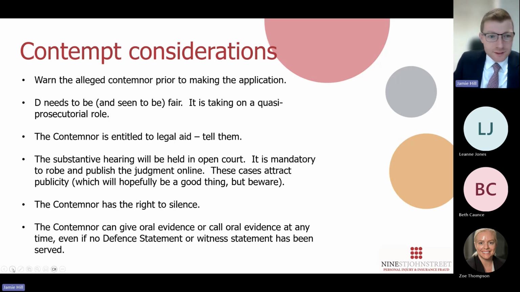Bear in mind the contemner has the right to silence and the privilege against self-incrimination. They don't have to give evidence, but they can give evidence if they wish to, and they can call oral evidence if they wish to as well. And in contempt proceedings, it's important to be aware they have the right to do so at any stage. So it's not like a civil case where if you don't provide your witness statement, that's it, you can't give oral evidence. They can turn up and give oral evidence and say what they want to without any prior warning to you. So you just have to be aware of that risk and be alive to it and bear it in mind when undertaking an assessment of the risks in a case.